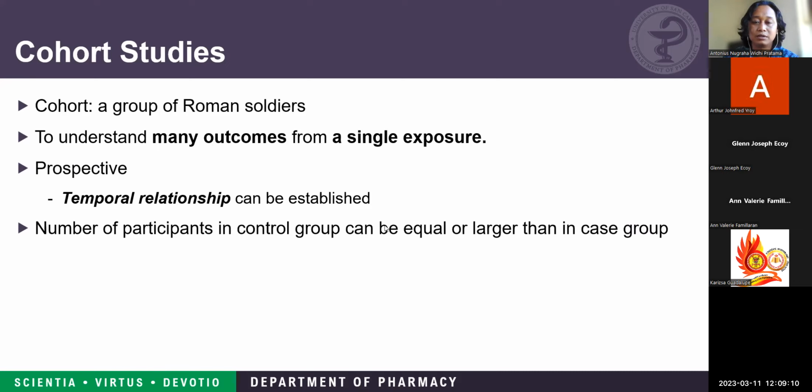And the number of participants in control can be equal or larger than in the case group. But it cannot be less. The control group cannot be less than the case group. Please, for case control studies and cohort studies, you cannot use a smaller number of participants in the control group than in the case group.